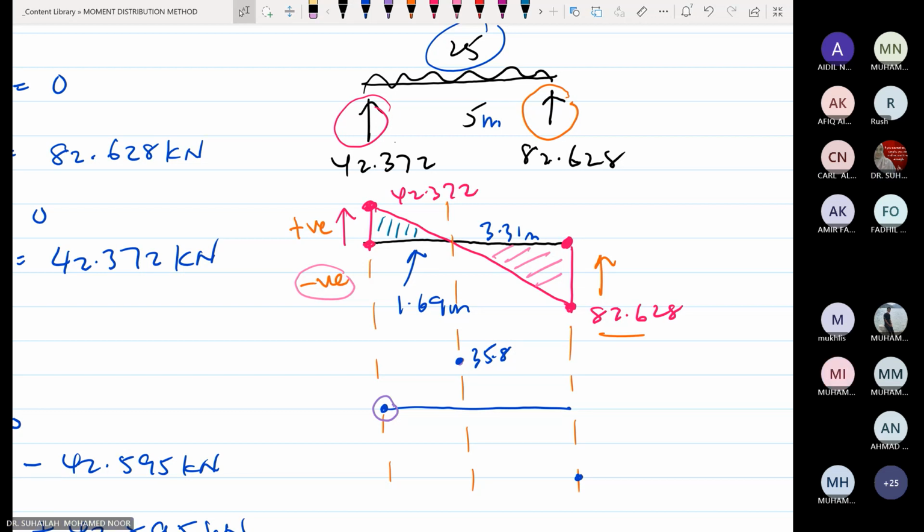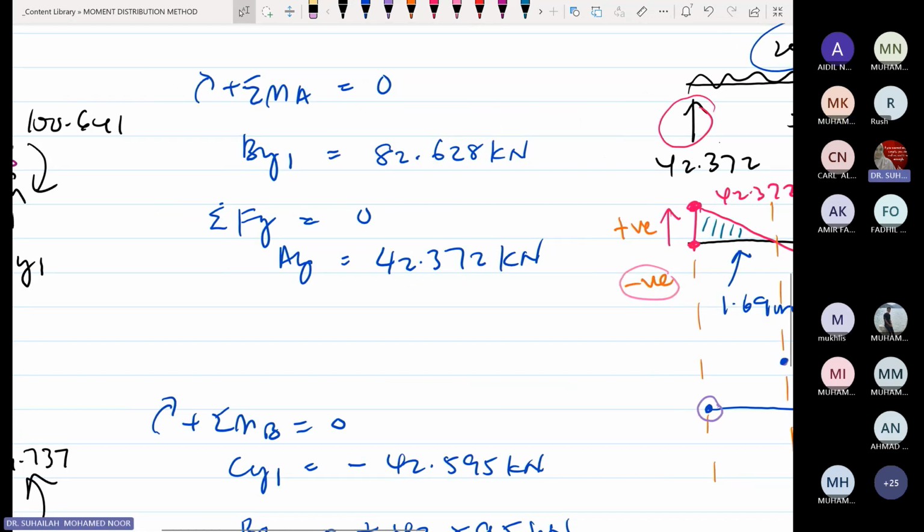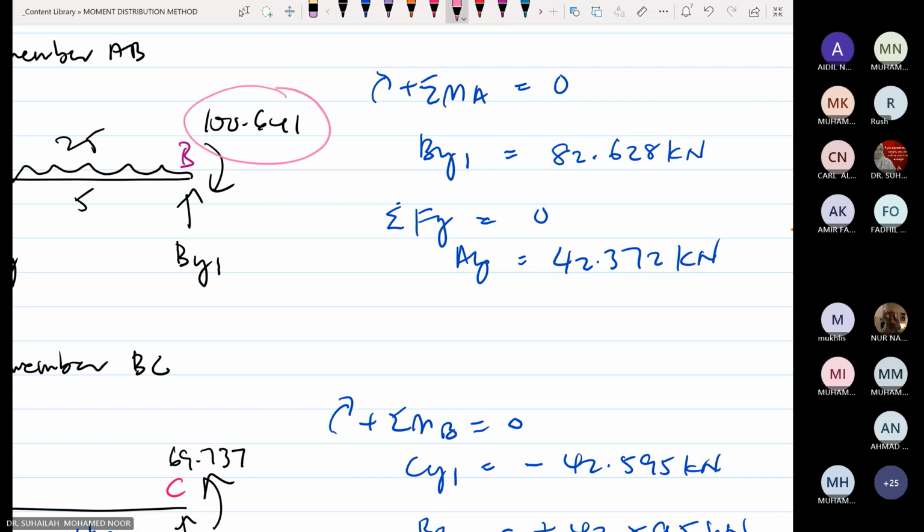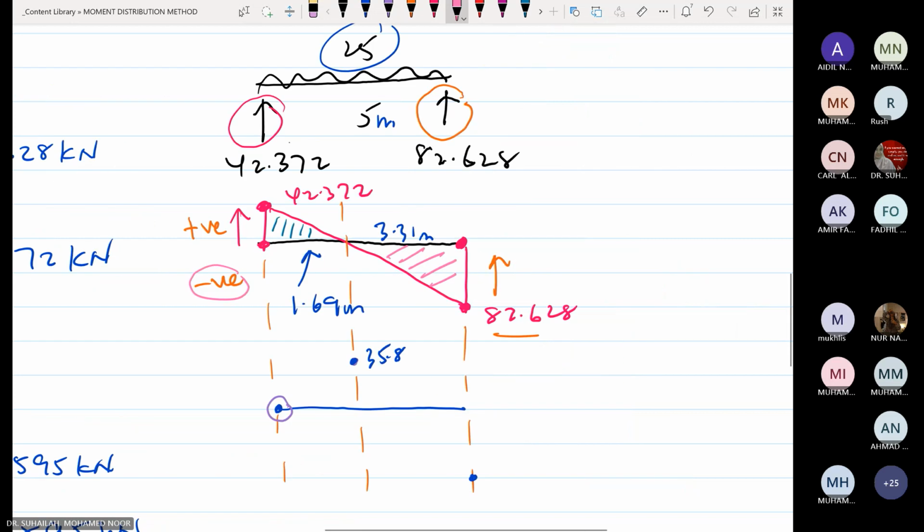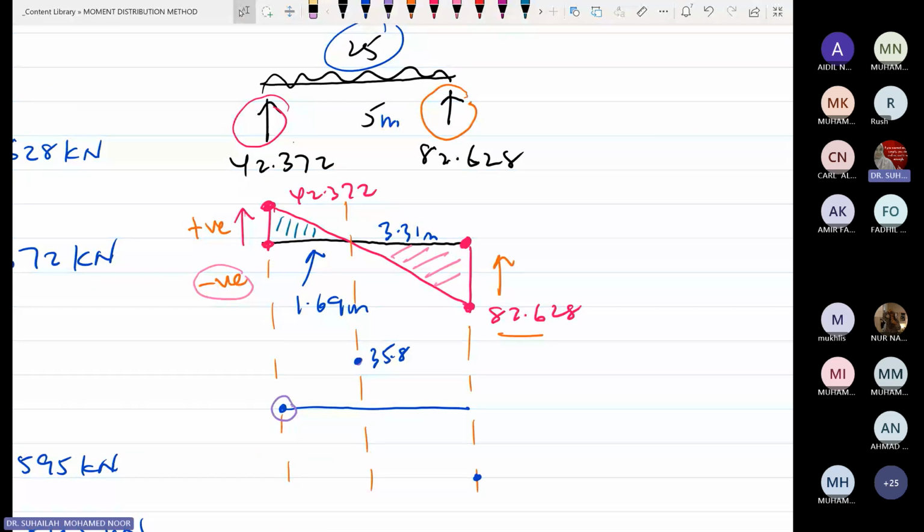136.75. Negative 100.641. You akan dapat nilai ni. Okay, dia akan dapat nilai tu tapi dia negatif. Betul tak dapat 100.641? Betul, negatif. You akan dapat negative 100.641. And this is not the last point. Last point is 0.